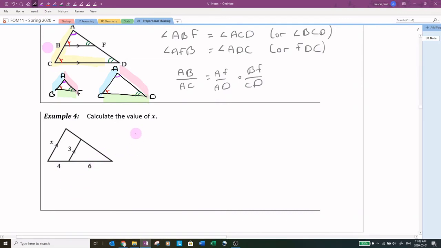So I'm going to draw a small triangle here, which has 6 on the bottom and 3 on the side. Okay. And I'm going to draw a slightly bigger version. Oops, that was terrible.